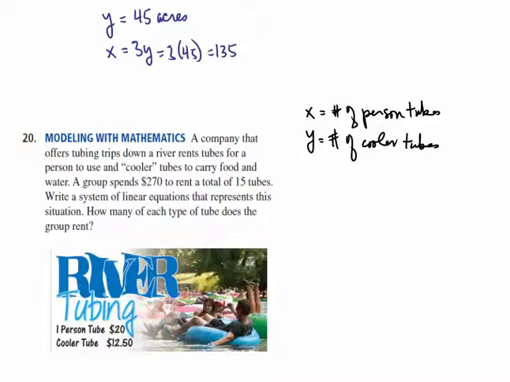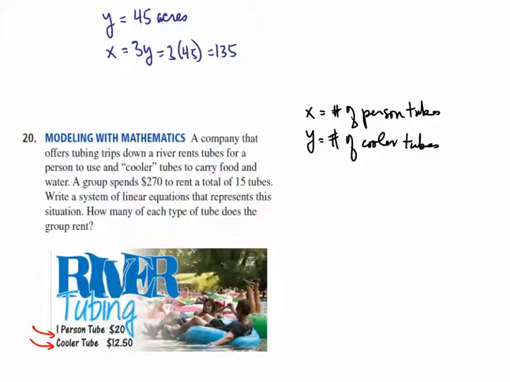What do we know? Well, we know that this is similar to a problem we did earlier in this section about tickets sold to the drama club performance. In that case, we didn't know the price of the tickets, but here we actually know the price of the two different types of tubes. The price of the person tube is $20, and the price of the cooler tube is $12.50.